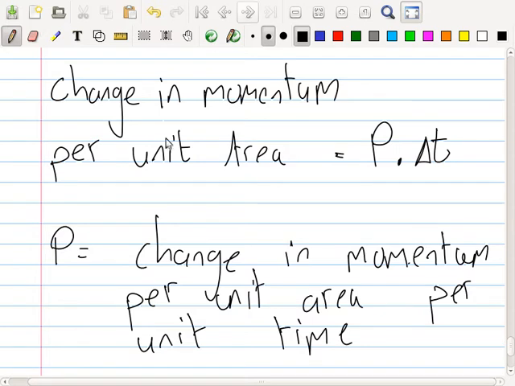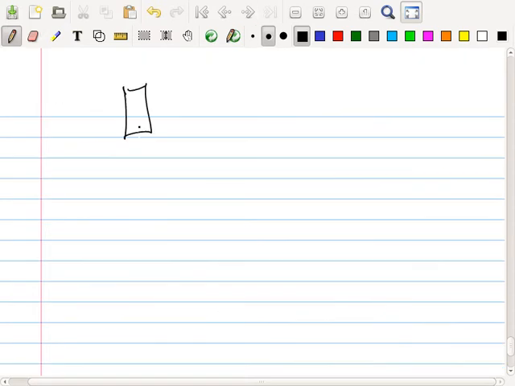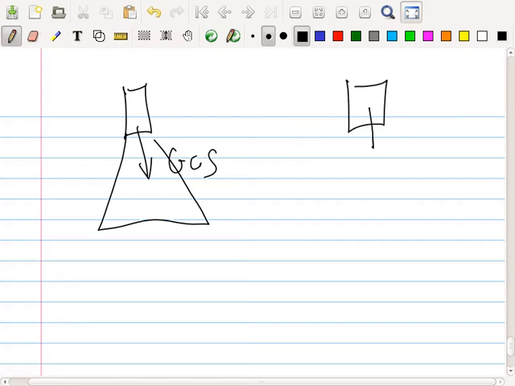More. So maybe here is my gas, and it's going into a bottle. If I make this area smaller, the pressure will be bigger. And if I make the gas go faster, the pressure will be bigger. So another way to think about pressure is the change in momentum per unit area per unit time. That is called the kinetic model for pressure, or for gas.